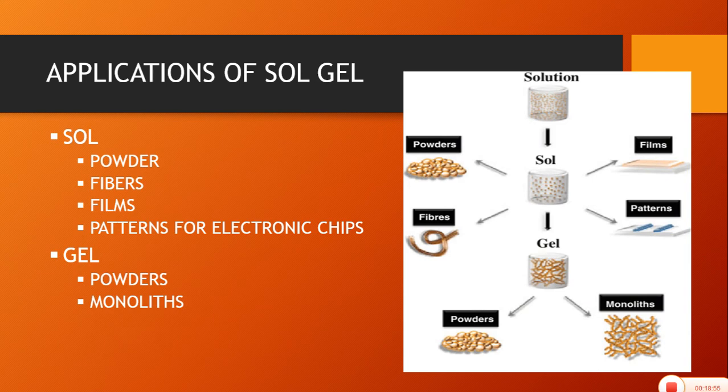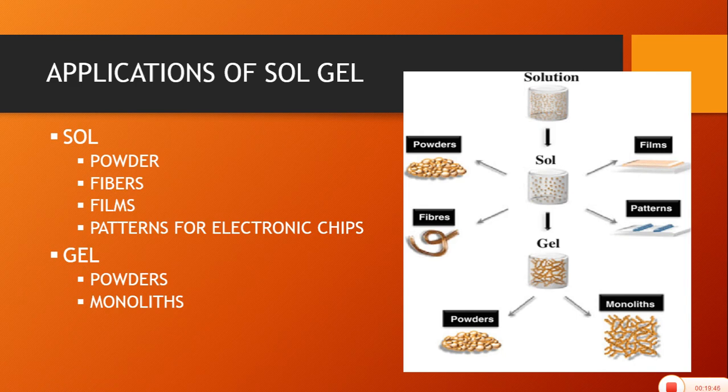So here are some applications of the sol gel method, as it can be used for the production of various articles. Here we can see in the figure, it is a solution having stable colloids. This sol which has been created, after hydrolysis and condensation reaction converts into a gel. If this sol is processed, it can be used in the form of powder, films, patterns, or fibers. And this gel can also be used for the fabrication of powders and monolithics. So these were the applications of the sol gel method.